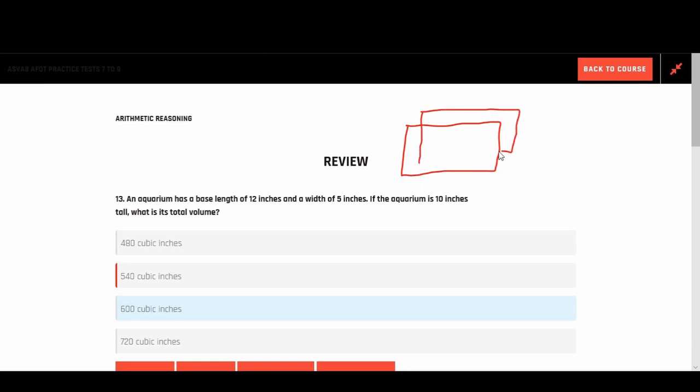Again, we're dealing with a rectangular prism. Okay, we know its base is 12 inches. We know it's 10 inches tall, and it's going to be 5 inches wide. So in other words, we're trying to find the volume of this aquarium. Volume of a rectangular prism is simply length times width times height. We're given all three of those things.